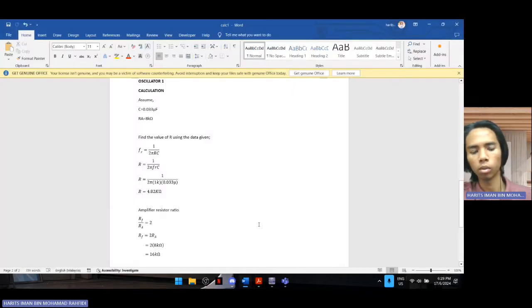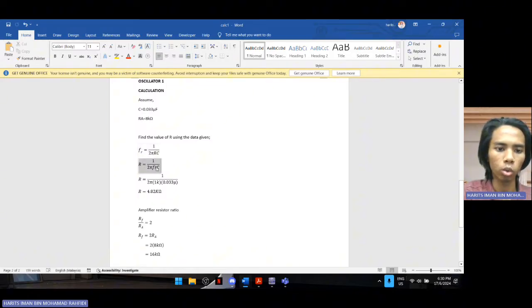Okay, let's see the calculation. I assume the C is 0.023 microfarad to find the R value. So we use the resonance frequency formula to find the R value. We swap the FR and R here to get the new equation. So we insert the value, and then we get the R value equal to 4.82 k ohm. For the amplifier resistor ratio, the formula is RF per RA equal to 2, which is RF equal to 2RA, 2 times 8K is 16K.